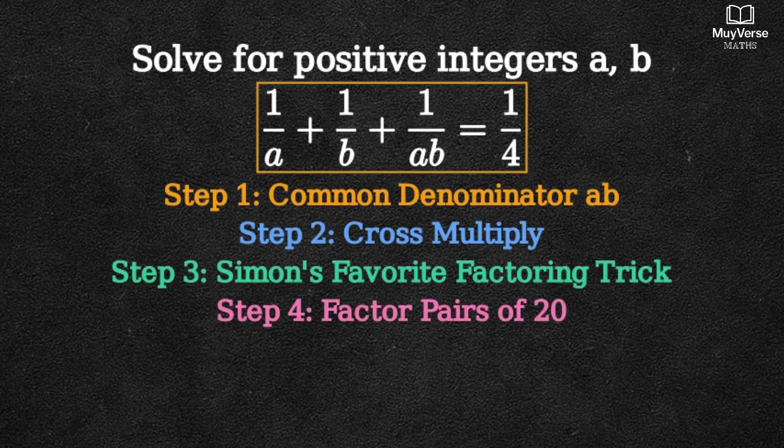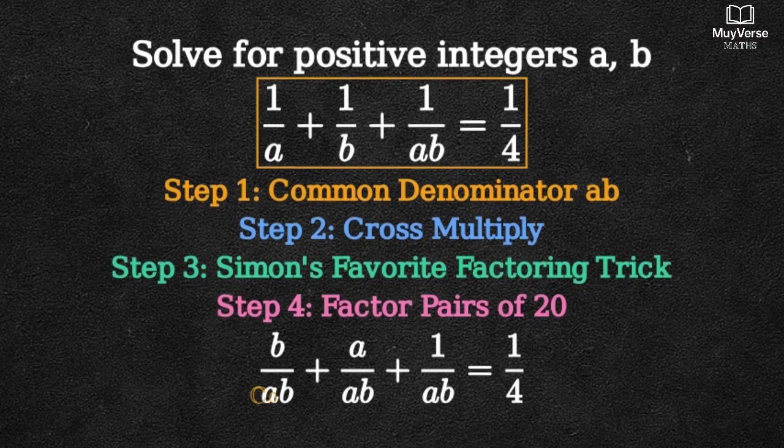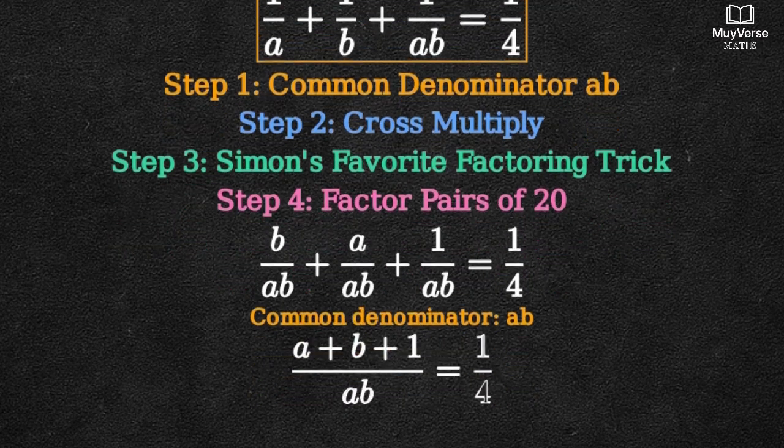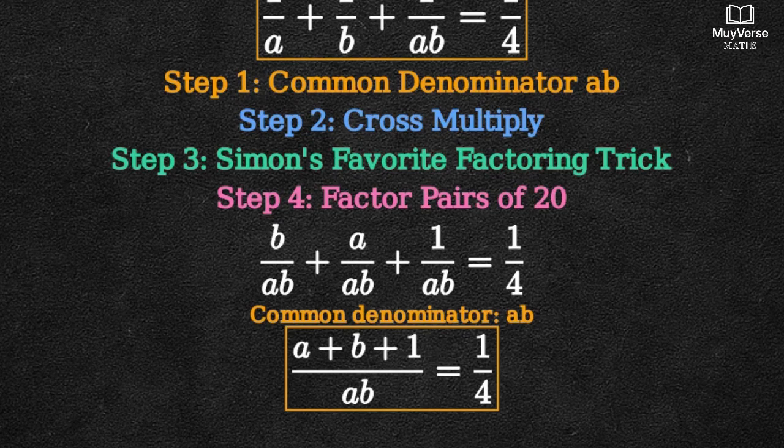Step 1. Use the common denominator, ab, for all 3 fractions. That gives b over ab plus a over ab plus 1 over ab equals 1 over 4. Combine the numerators to get (a plus b plus 1) over ab equals 1 over 4.